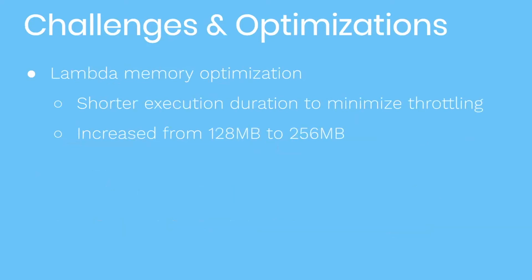All right, Lambda memory optimization. During development, we did notice some throttling happening on the webhook receiving Lambda. And we know that increasing the memory of a Lambda typically decreases function execution duration. So we increased from a default of 128 megabytes to 256 megabytes. And we did find that this gave us the best response times for our use case. But increasing above 256 megabytes really yielded diminishing returns. So this was the optimal level for us.